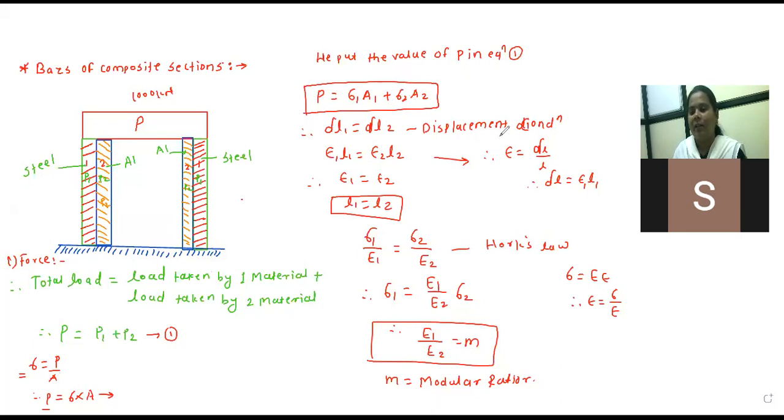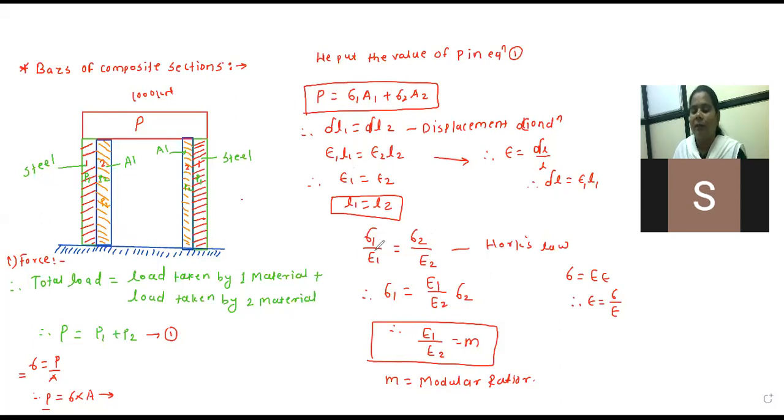After that, we applied the displacement condition. The displacement condition for bars in parallel is that the change in length in the first material is equal to the change in length in the second material. For that, strain epsilon is equal to change in dimension upon original dimension. So change in dimension is equal to strain into length. From this, I have written the equation. Here we assumed that the change in length in the first material is equal to the change in length in the second material. From this, strain in one material is equal to strain in the second material.